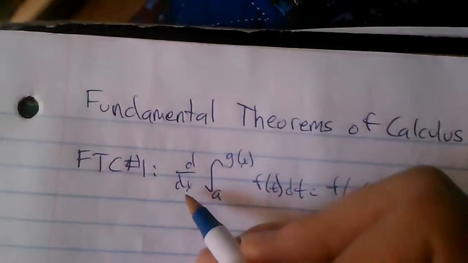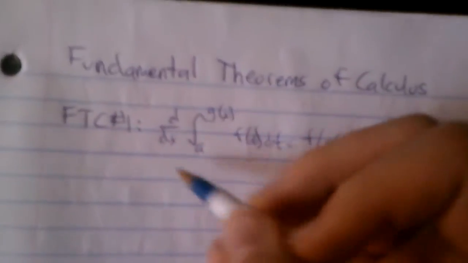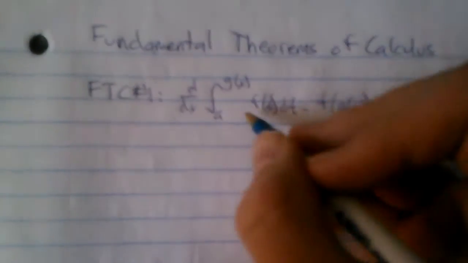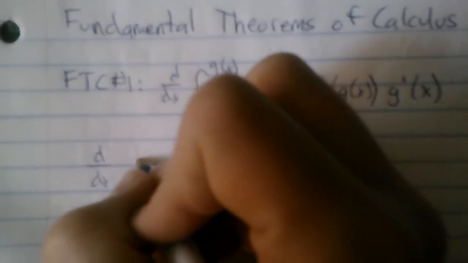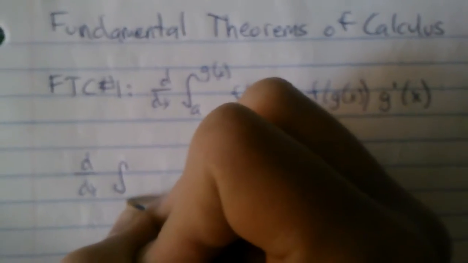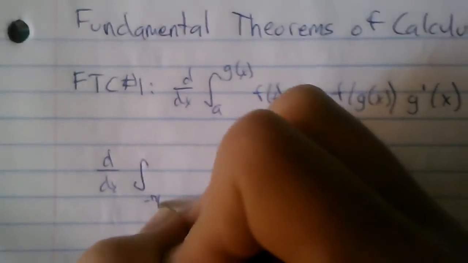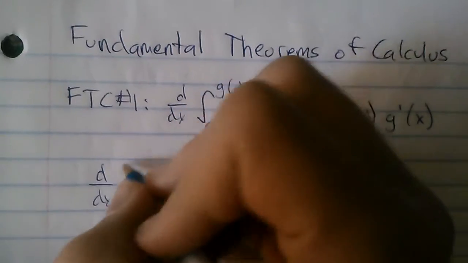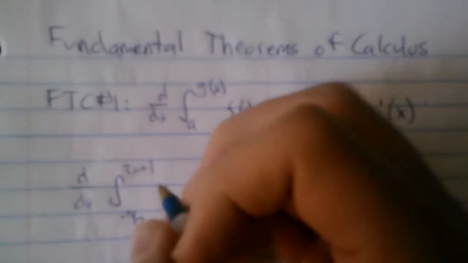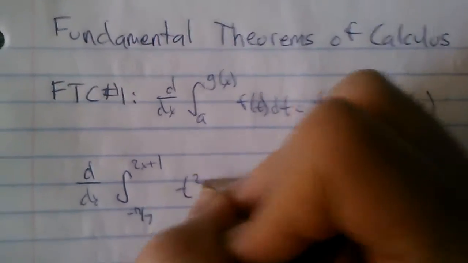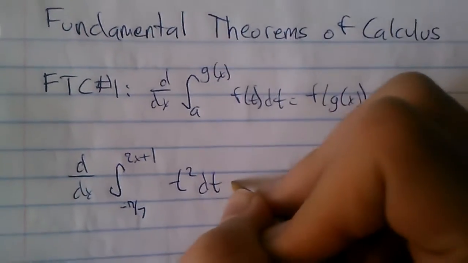Alright, so what does this all mean? Well, remember, derivative of an integral, they kind of cancel each other out, right? So I'm going to rewrite this, I'm going to give an example. So d dx of the integral from negative pi over 7, I'll show you why I chose such a random number in a second, to 2x plus 1 of t squared dt equals.